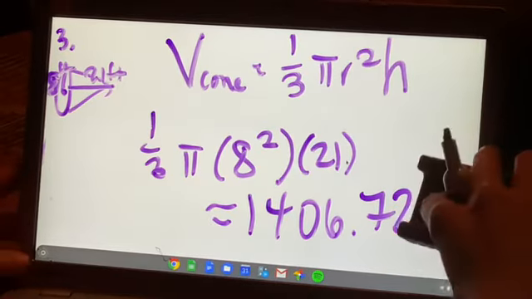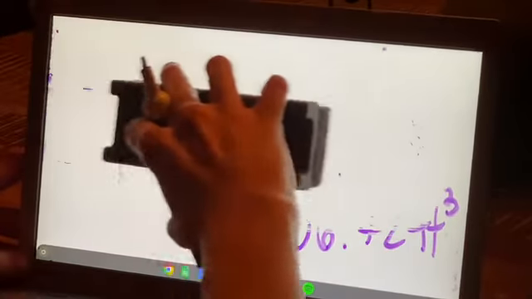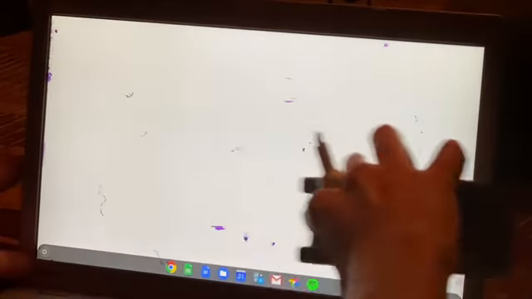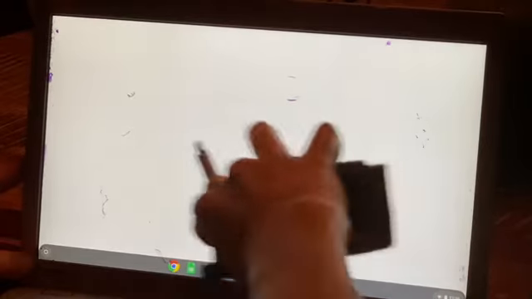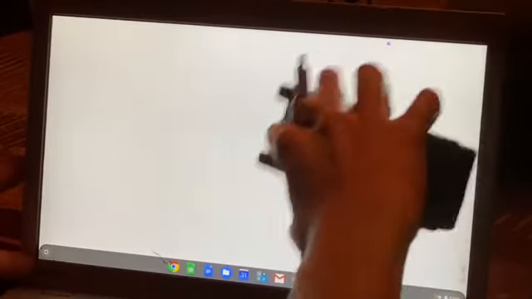Yay. Number 4. Number 4 is showing you a cylinder, and now they want you to find the surface area. So be cautious when you're taking the quiz or reading homework problems, to make sure that you're looking at what they're asking you for. Are they asking you for the volume, the surface area, or something else?